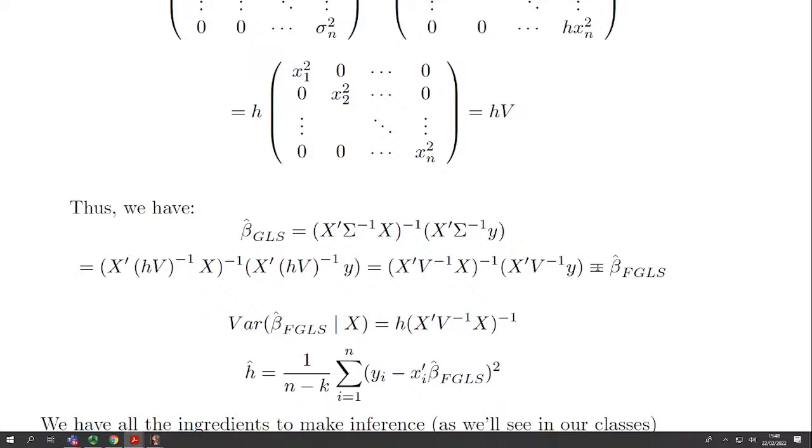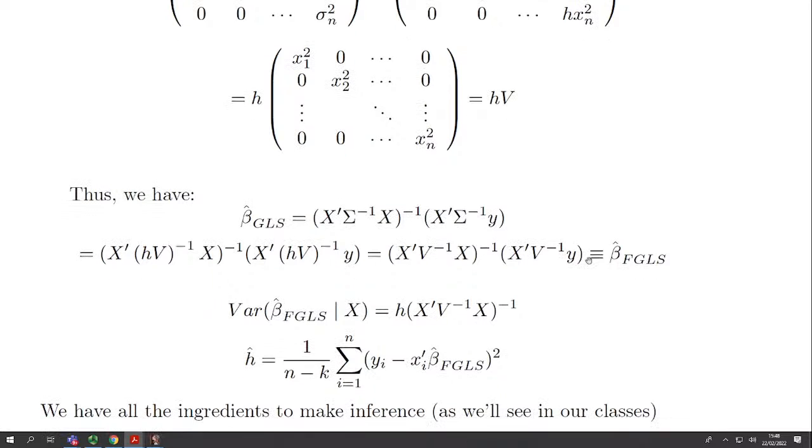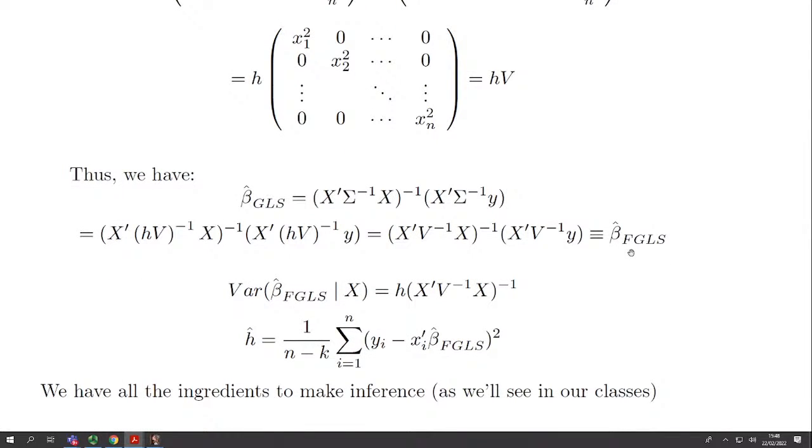One of the questions will be: can I do that with Gretl? Apparently, there is no feasible GLS option in Gretl. In the next set of pages, we'll see that we can do that in Gretl too, and that is the magic. But for the moment, you have to follow me in this reasoning. So I have a feasible GLS.